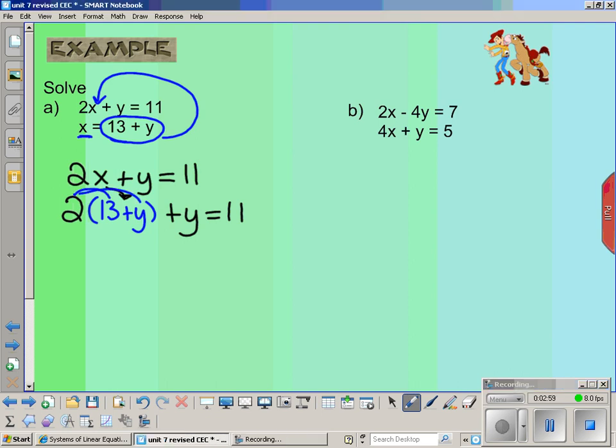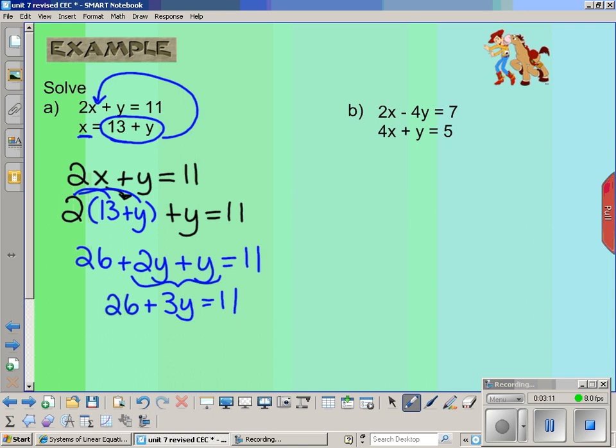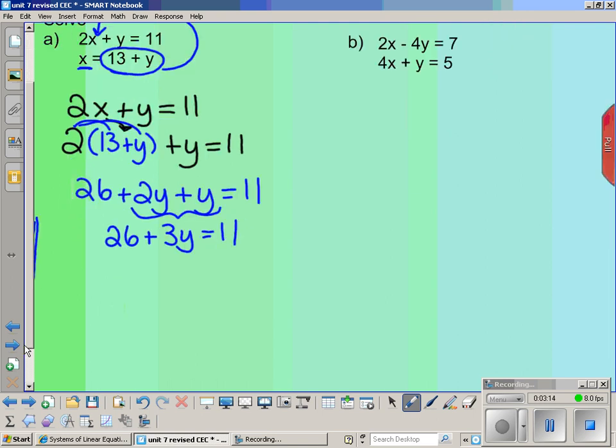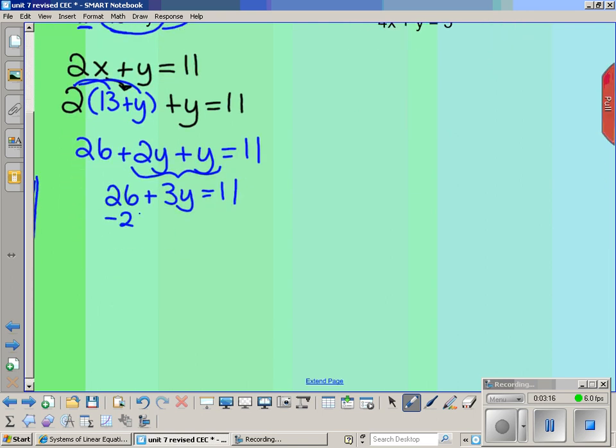So we distribute 2 through the brackets, and we will get 26 plus 2y plus y equals 11. We can combine our y's. 26 plus 3y equals 11. Now, solve for y. Subtract 26, and we will have 3y equals negative 15. Divide by 3, so y equals negative 5. So what we've done now is we've found the value of y.